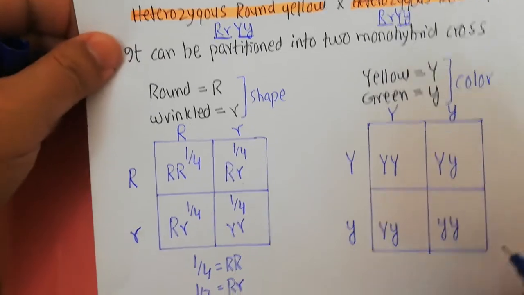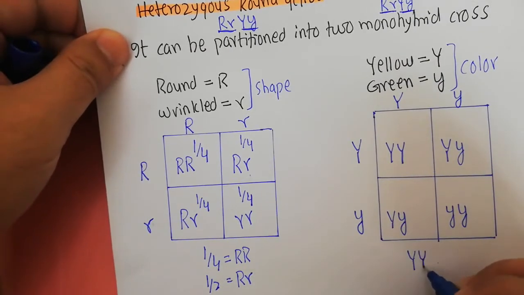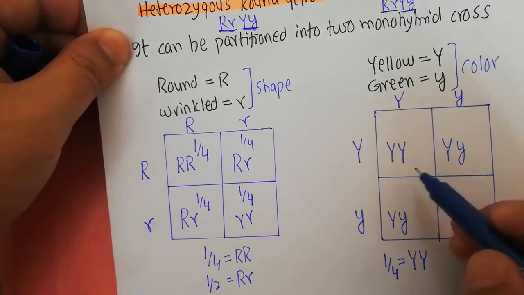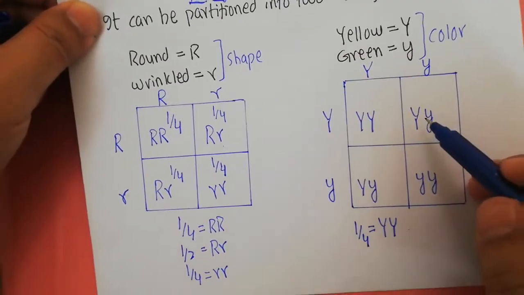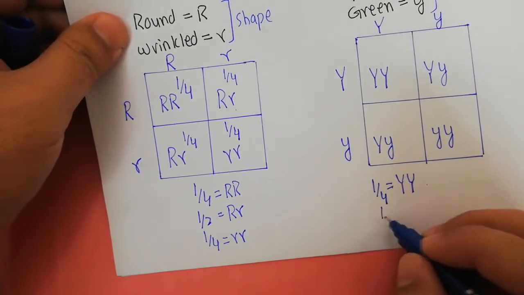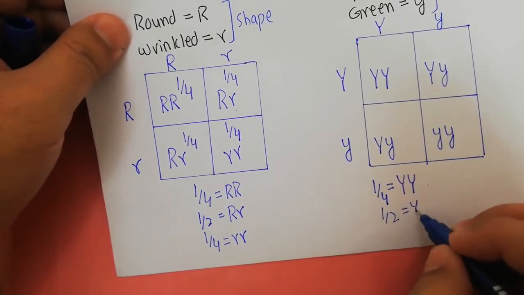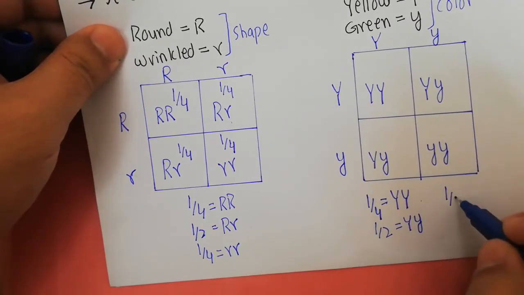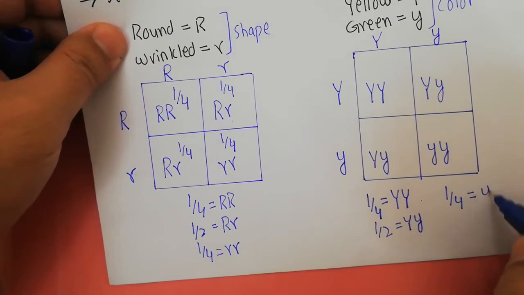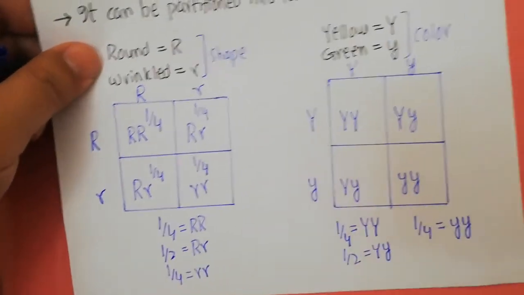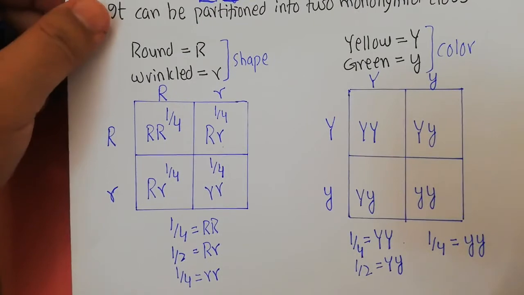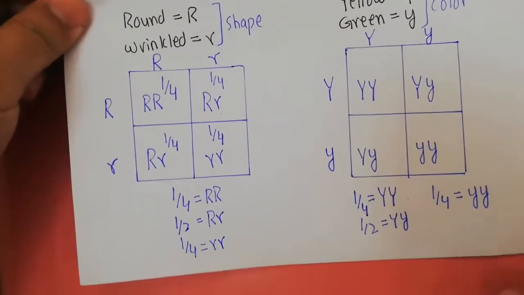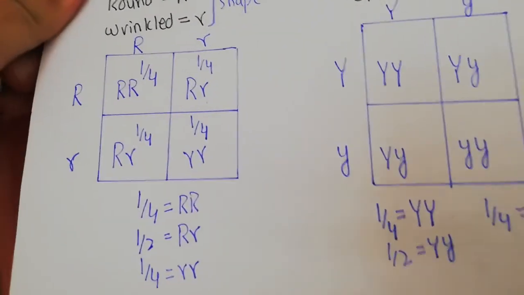Now, if you talk about this one, the capital Y and the capital Y make 1/4 of all of the offspring, because only one is there. The capital Y and the small y make half of the offspring. They have a genotype like this, and again 1/4 of the offspring have the genotype small y and small y. So now you have made the monohybrid crosses, and you know the probabilities of the genotypes of the offspring.